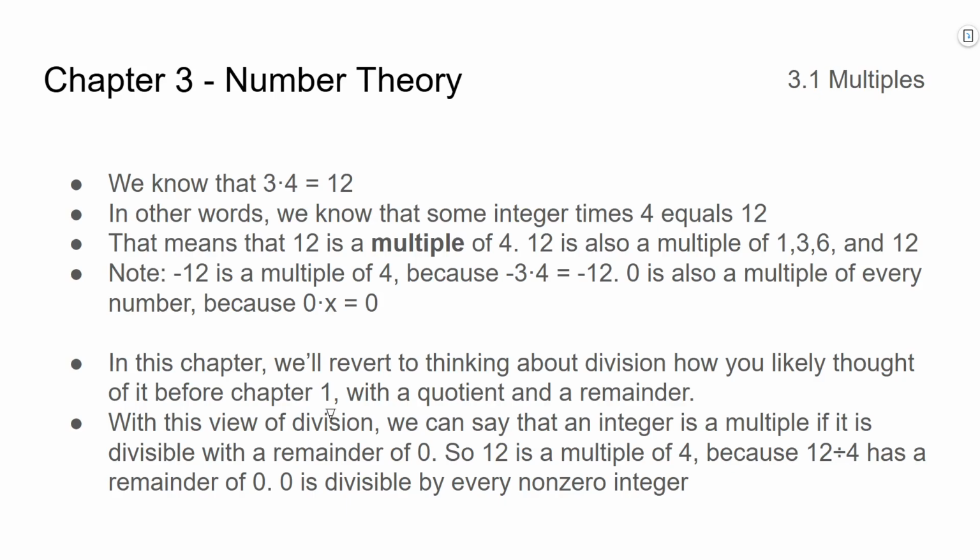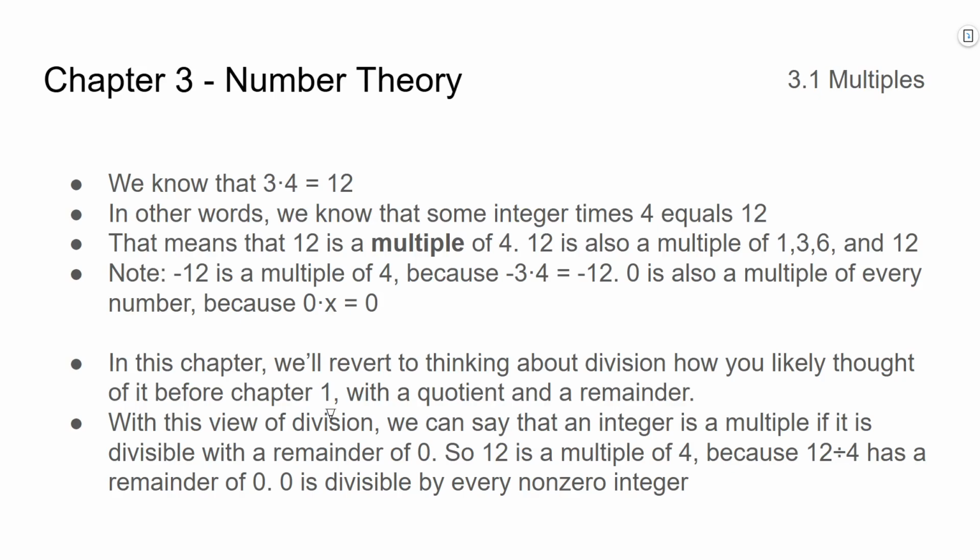So in this chapter, we're going to revert back to maybe how you used to think about division prior to chapter 1. If you remember chapter 1, a lot of our exercises, we would switch division into multiplication. We'd multiply the reciprocal. So we're going to go back to thinking about division with a quotient and a remainder. Both are correct. One isn't better than the other, but depending on what you're trying to do, one method might make more sense than the other.